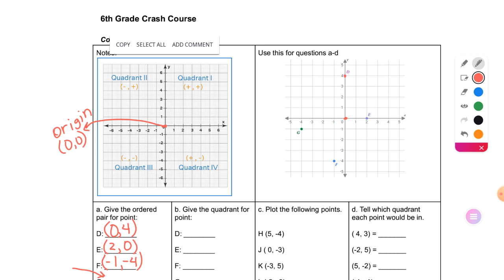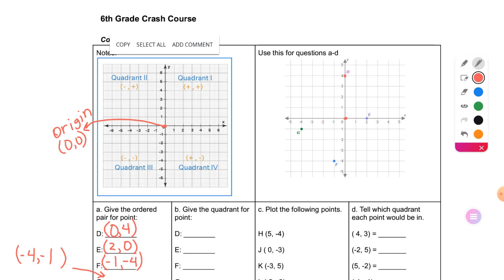The last one down there, I'm not going to move my board, is letter G. Who thinks they can give me G? Caden? Go to -4. Go down. Okay, so what would my ordered pair be? -4 and -1. Good job. -4, -1.